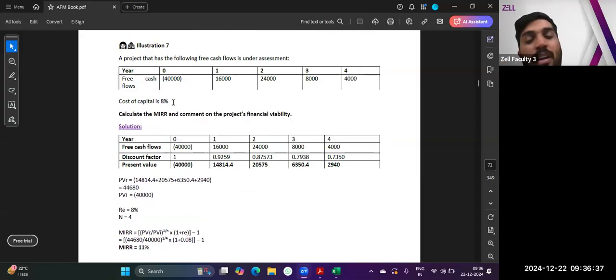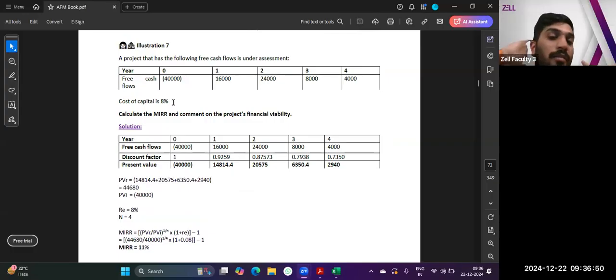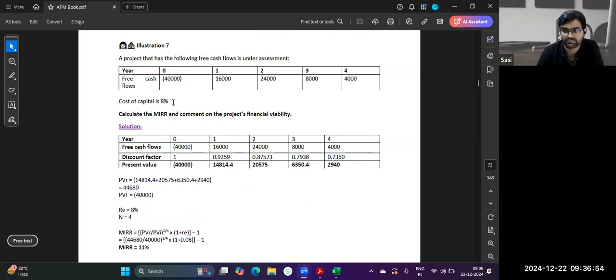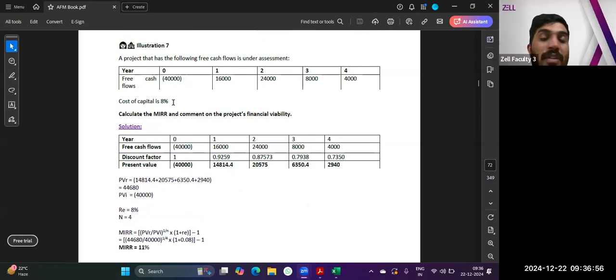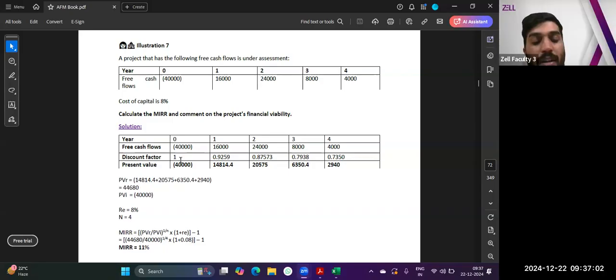Okay. To calculate MIRR, what all information do I need? Present value of returns phase, investment phase, cost of capital, number of years. We are given cash flows. That means we need to calculate present value. Correct? Yes, sir. Present value discount factor table. Let me open it.